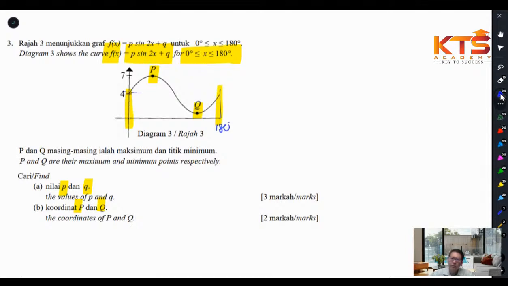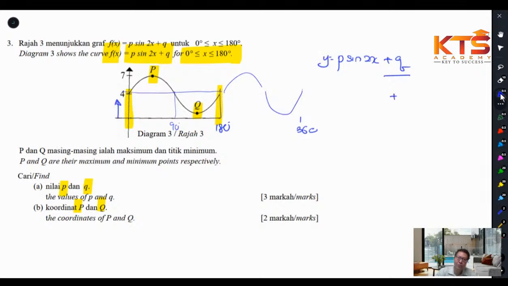Okay. So that means this must be the center line. This is sine. It must be 90 degrees here. 1 cycle. So for 360 degrees, I expect to have 2 cycles. So it must be y equals to some number times sine 2x plus another q. So what is the q here? You shift up by how much? Shift up by 4. So it must be plus 4. And then the p is the magnitude.